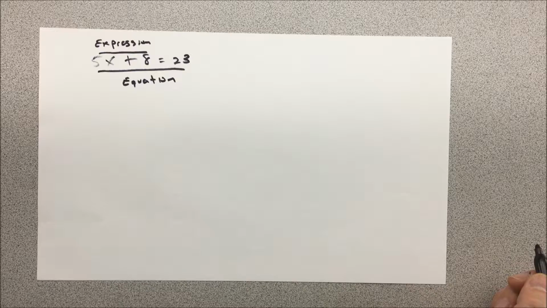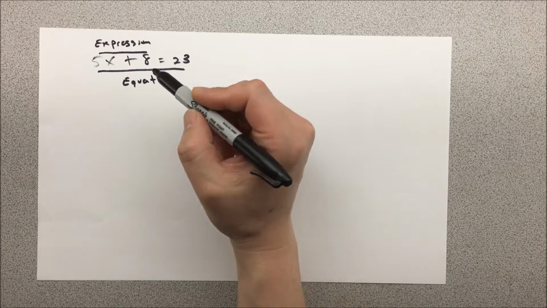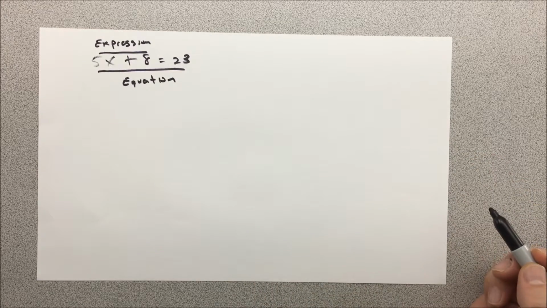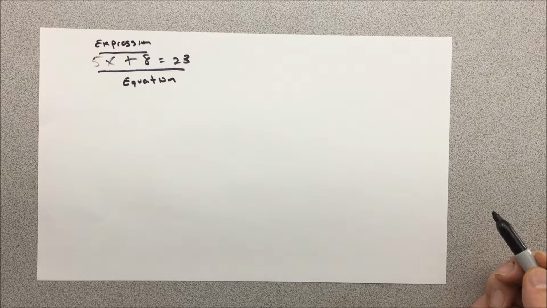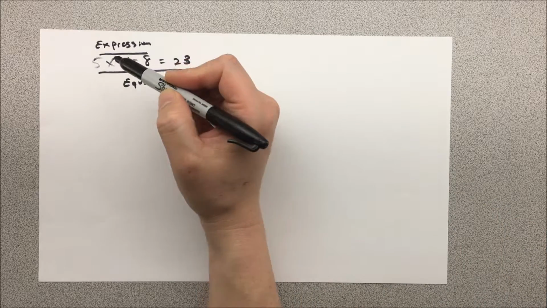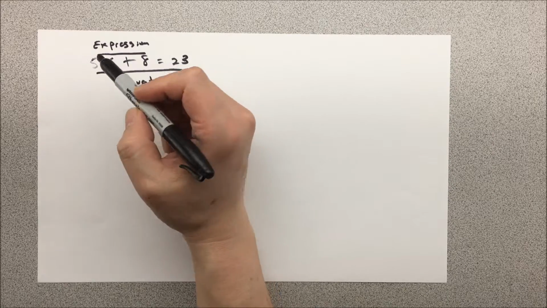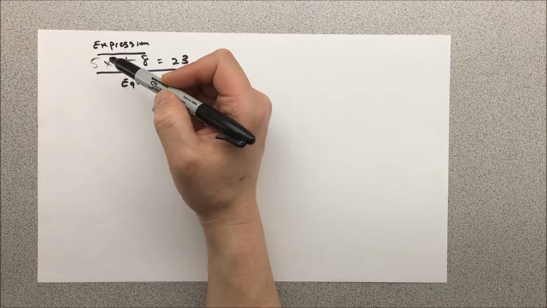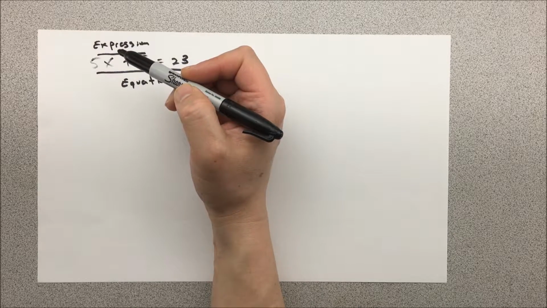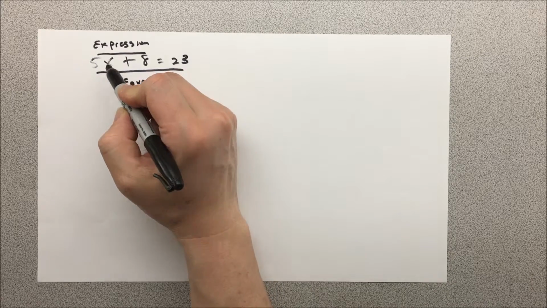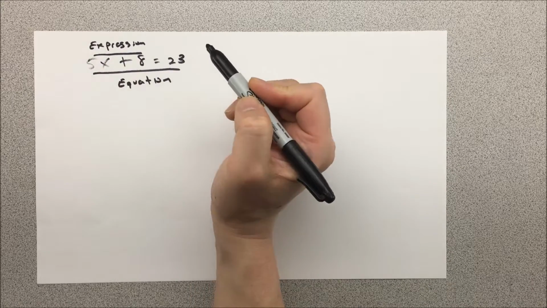A term is a number or a constant. In this example, it would be the number 8, or a variable or variables multiplied by a number. So again, in this example, 5x, x being the variable or an unknown, is multiplied by 5, and the two together make up one term. Terms are separated by a plus or minus, so in this case, 5x and 8 are separated by a plus.